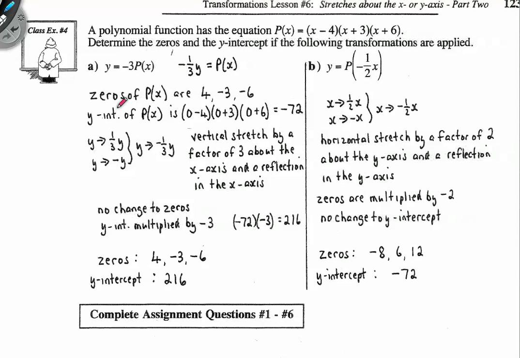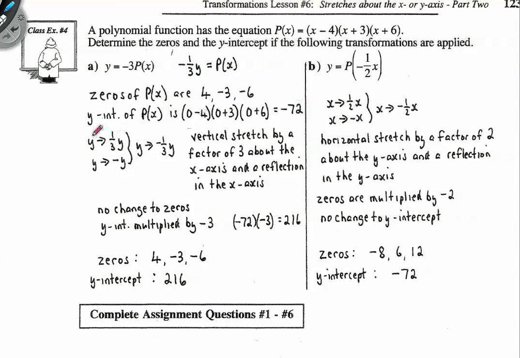And the y-intercept of p of x would be, putting these in for when x is 0. When x is 0, we can find y, because the y-intercept is at x equals 0. So you end up with -4 times 3 times 6. The y-intercept is -72.